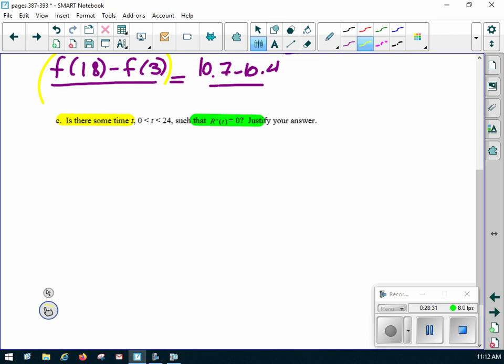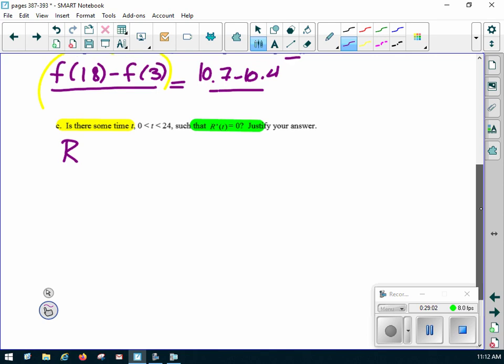What theorem would fit that? Rolle's theorem. So when it says, is there some time between 0 and 24 such that r prime of t equals 0, we're saying, does Rolle's theorem apply? If Rolle's theorem applies, the answer is yes, there is some time. If Rolle's theorem does not apply, we say, well, there's not a time guaranteed. What are the criteria for Rolle's theorem? Is this function continuous?